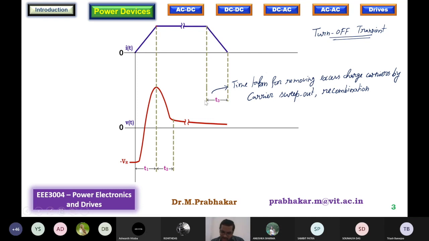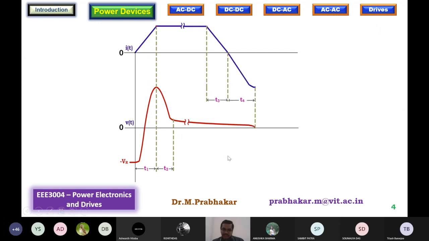Now the device is not ready to take reverse voltage. Voltage is still positive. It's not negative, which means two other processes should happen. When excess charge carriers are removed, it means the depletion layer is not there yet. But the depletion layer width should grow in thickness. Only then will the voltage blocking capability in the reverse bias condition be there. So that growth of the depletion layer happens next, T4. T4 is the time during which the depletion layer grows in thickness.